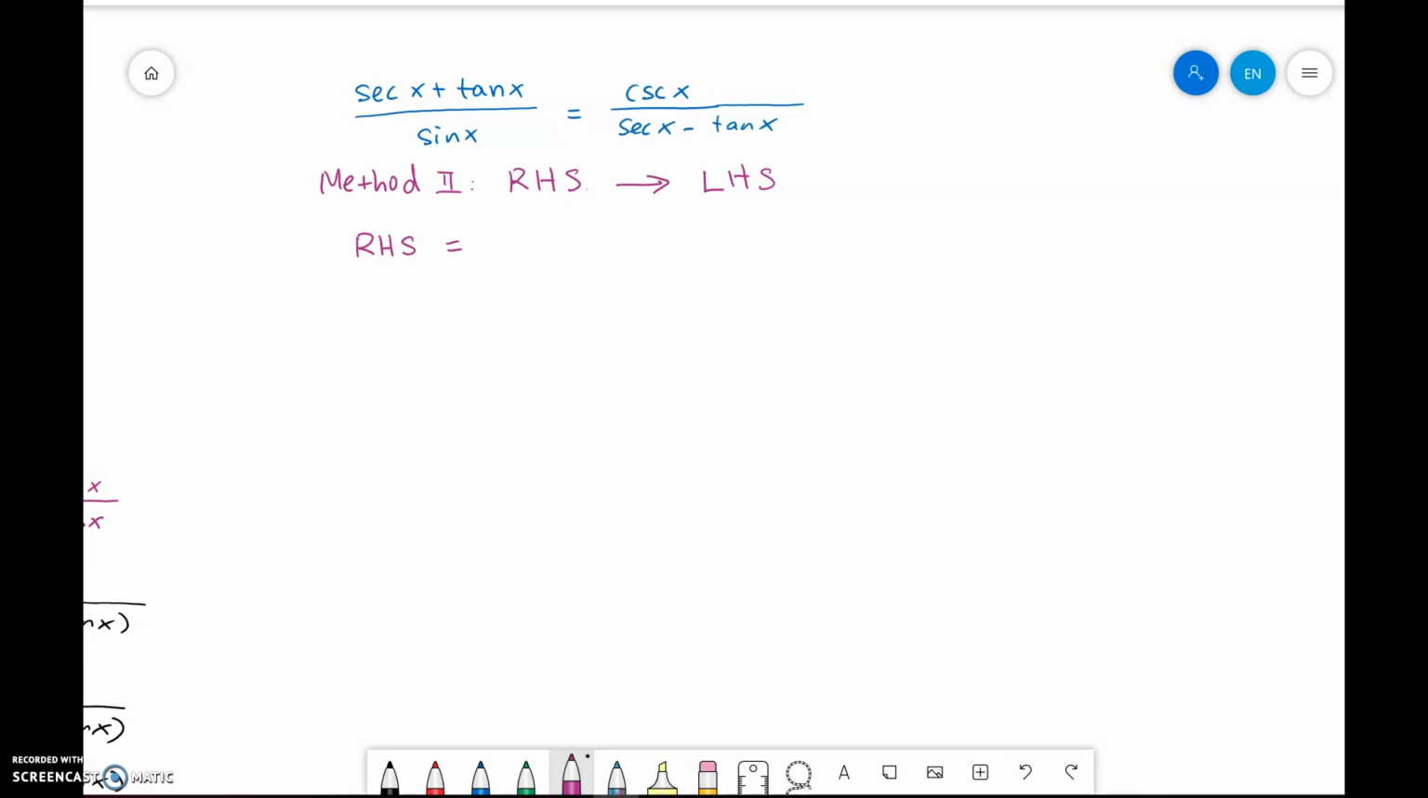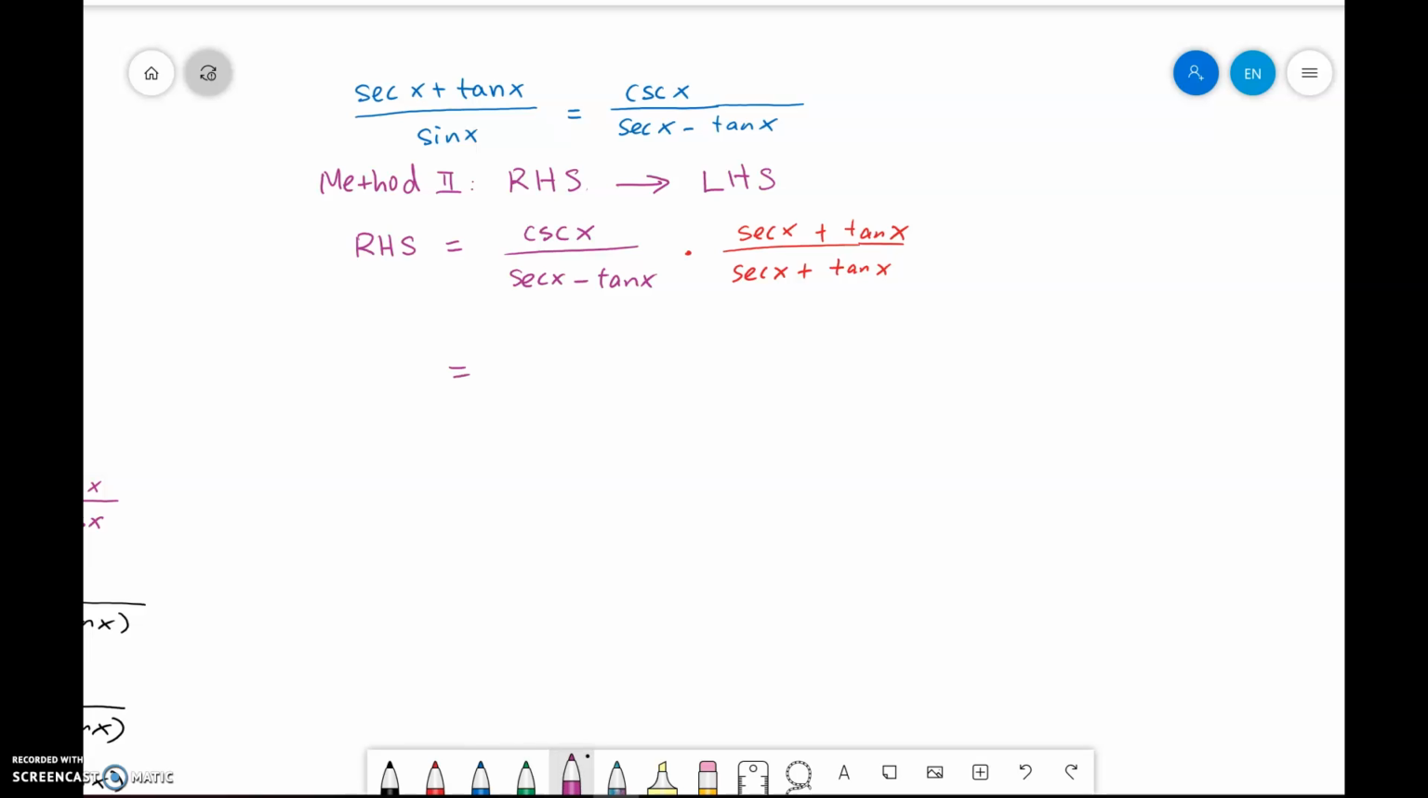For this method, I do not want to use any sine and cosine. So I'm not going to rewrite cosecant, secant, and tangent in terms of sine and cosine. But the strategy I'm going to use is that both sides contain secant and tangent. The only difference is that on the left-hand side, I have the plus, but on the right-hand side, I have a minus. So I want to create some similarities. Since I do not have secant x plus tangent x, I'm going to create it by multiplying both numerator and the denominator by secant of x plus tangent of x.